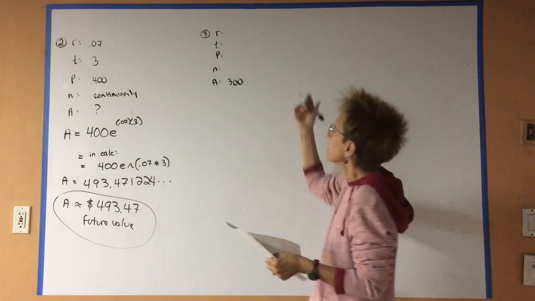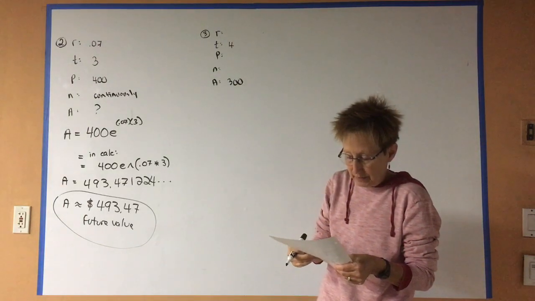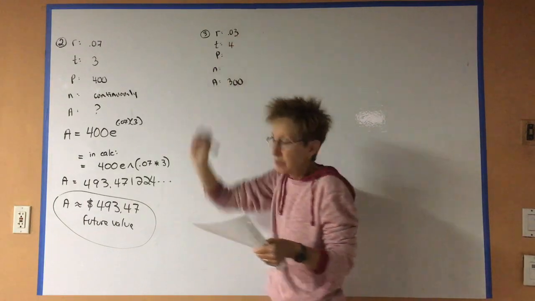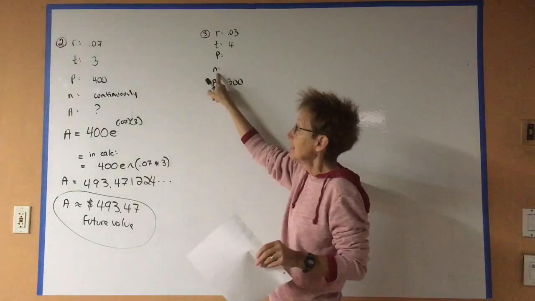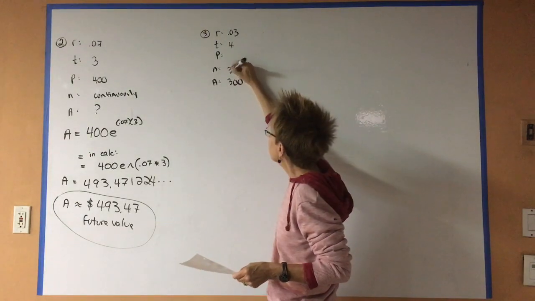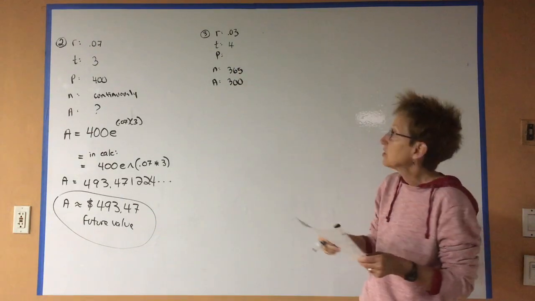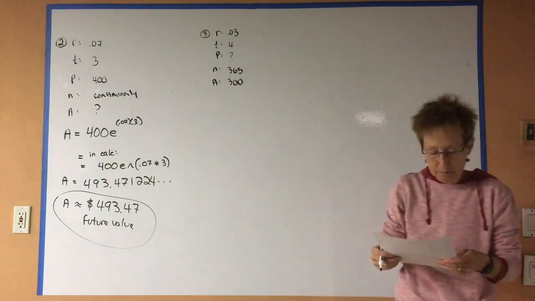After 4 years, so time is 4 in terms of years. Compounded 3%. 3% is the interest rate, so 0.03. Compounded daily, so this is my n, daily, which means how many times a year is that going to be? 365, because there's 365 days in a year. How much should he invest now? That's my present value, so that's what I don't know.